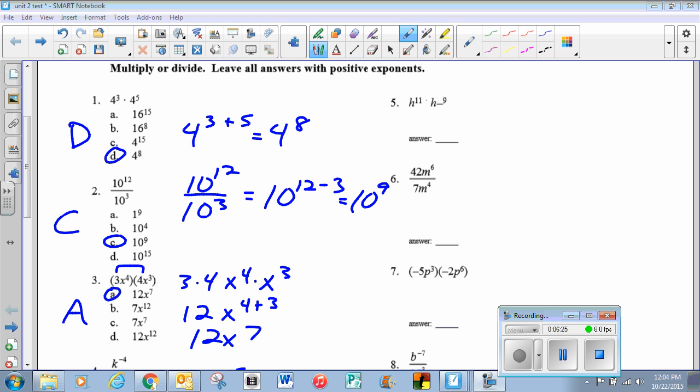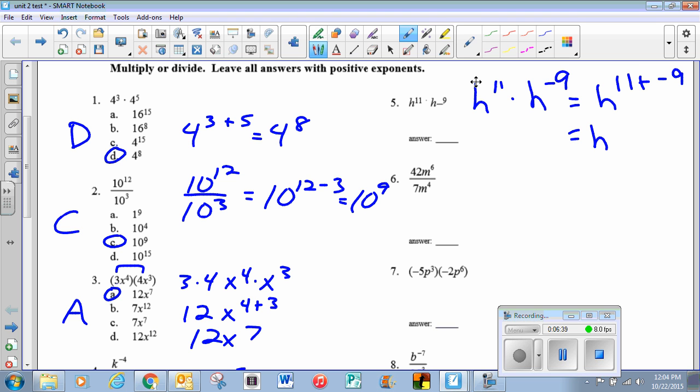Okay, so this one was supposed to be the negative 9. Sorry about that, but everybody knew that after we talked about it. So what is when I multiply? I add exponents. What's 11 plus negative 9? It equals 2.